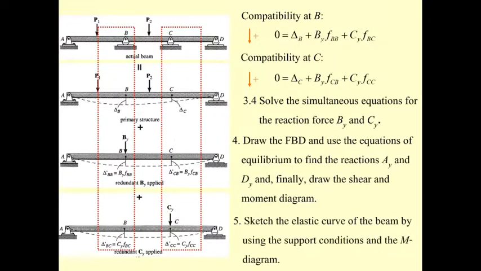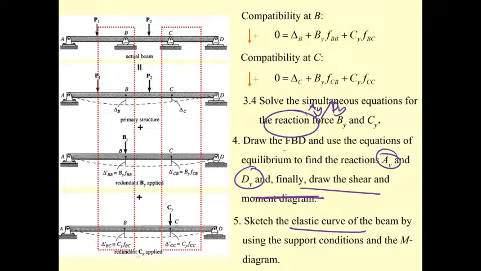When we have B sub Y and C sub Y, then we can find the rest of the reactions at A and at D. We can find A sub Y and D sub Y. When we find A sub Y and D sub Y, we can draw the shear diagram and moment diagram. And then from the moment diagram and the supports, we can draw the elastic curve.